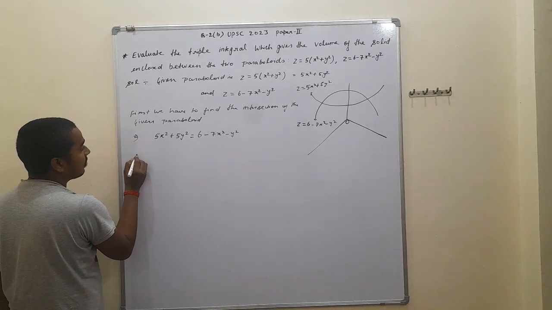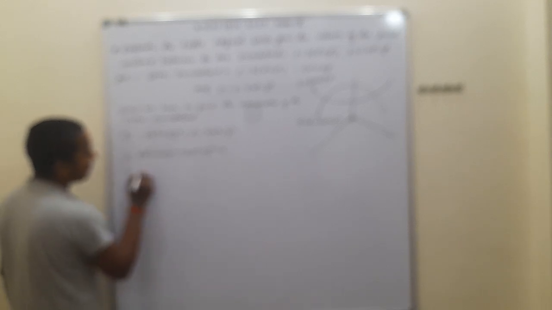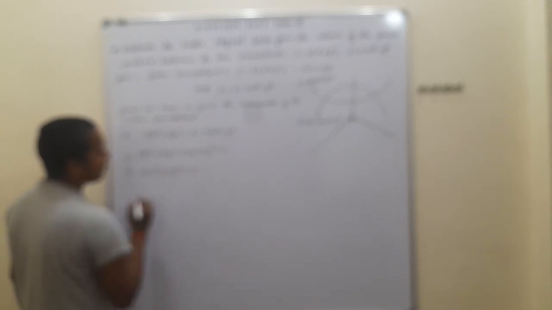From here, taking minus 7x square and minus y square to the left hand side, that is 5x square plus 5y square plus 7x square plus y square is equal to 6. From here, 5x square plus 7x square is 12x square, and 5y square plus y square is 6y square, is equal to 6.